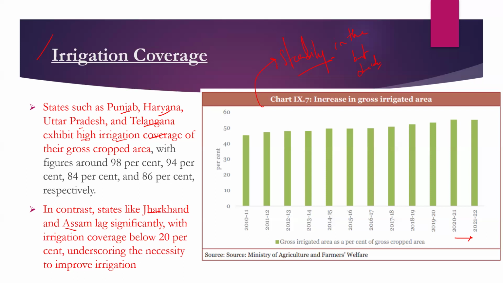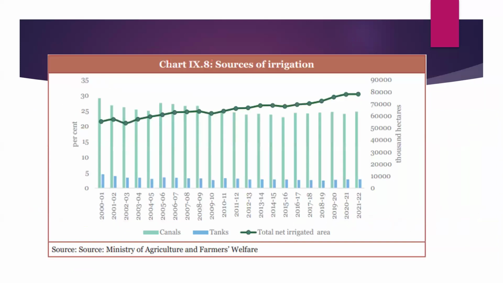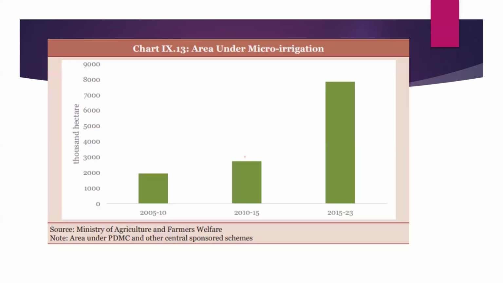Okay, fine. Now the next one is sources of irrigation. When we talk about sources of irrigation, canals are greater compared to tanks. So total irrigated area is there, go through it. Fine. The next one, area under micro irrigation. This is what the government has mentioned: that the area under micro irrigation has constantly increased in the last 10-15 years. So here you can see that it is increasing.